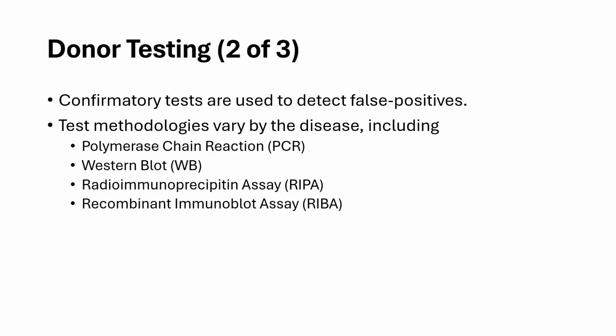It can also be done by Western blot, which detects specific proteins of pathogens by separating them in a gel and using antibodies for identification. Another one is radioimmunoprecipitation assay, a sensitive technique using radioactively labeled antibodies to detect specific antigens. The next one is recombinant immunoblot assay. This is similar to Western blot but uses a recombinant protein to improve specificity.